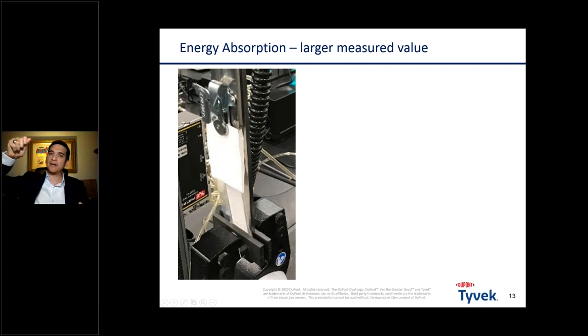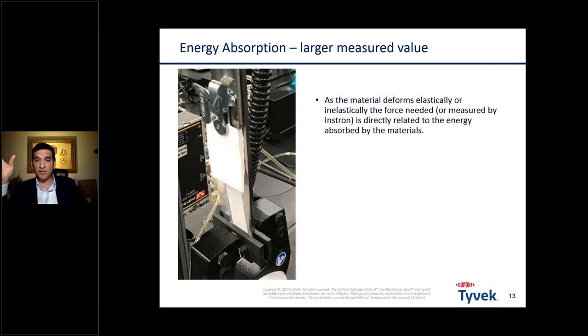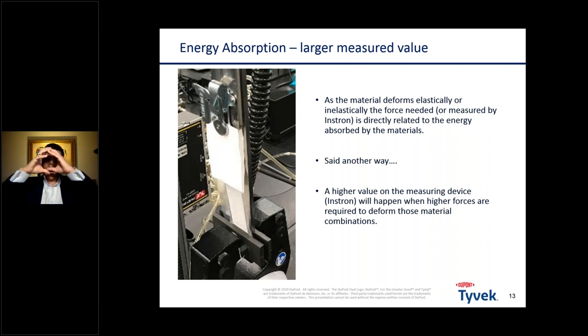As I'm pulling apart, materials and the interaction of the materials are going to deform and they are going to absorb energy. And in doing so, I'm going to have a larger number on my instrument, right? So as I deform, energy is absorbed, larger number on the actual instrument, right? So we're going to see a higher value, because I'm using more force to pull it apart, which means I'm adding more energy because those materials are resisting, right? They're just resisting. And so that's called deformation, right? Very important concept to understand. So two concepts that I want you to kind of focus on right now that we've talked about.